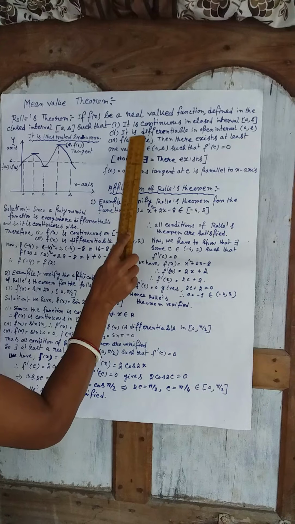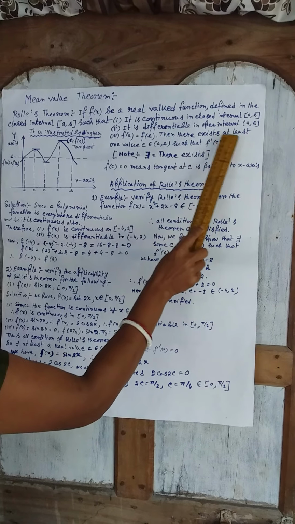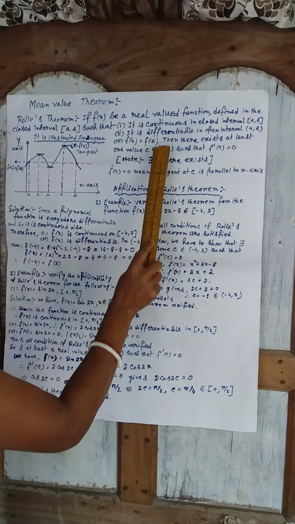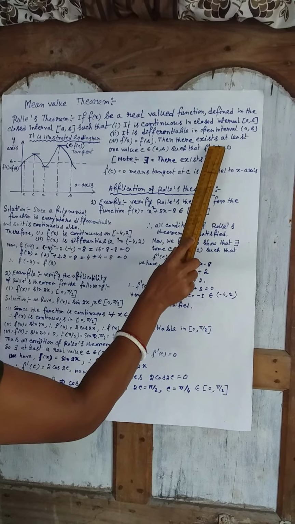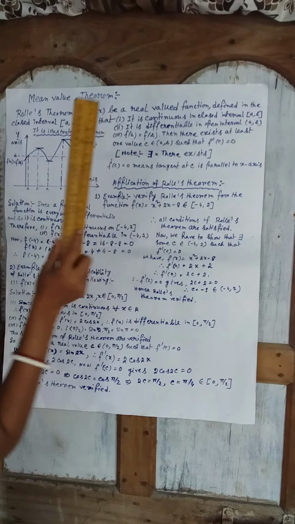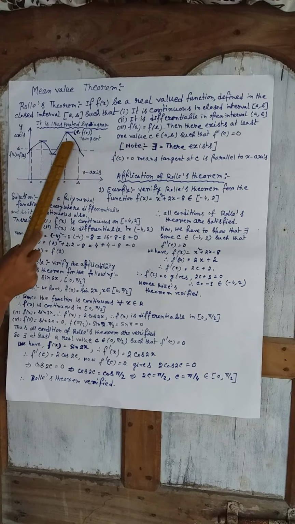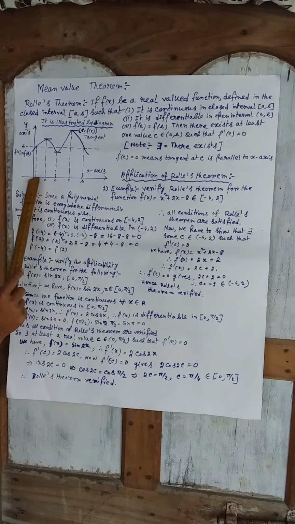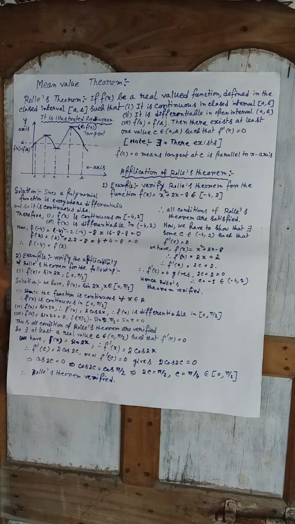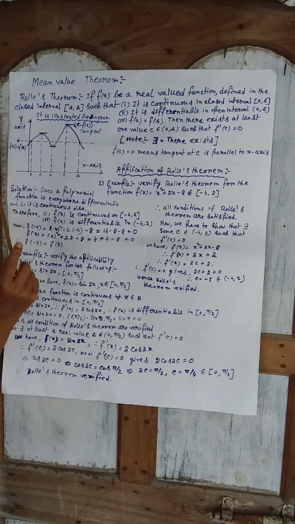Third, f(a) equal to f(b). Then there exists at least one value c belonging to (a, b) such that f'(c) equals 0. Now it is illustrated by the diagram. This is the diagram. This is a, b and c. f(a) equal to f(b), this is the x axis, this is the y axis.